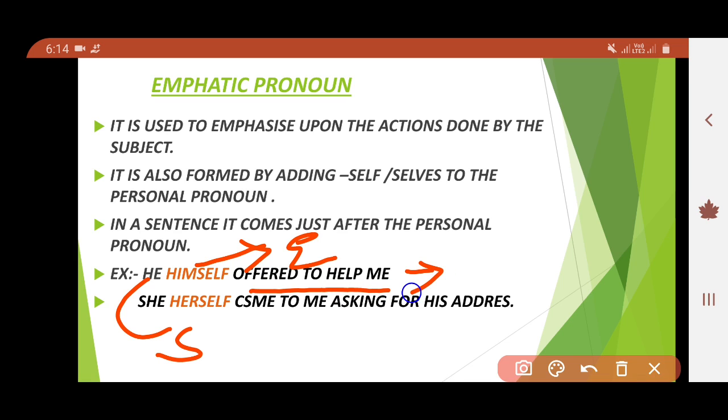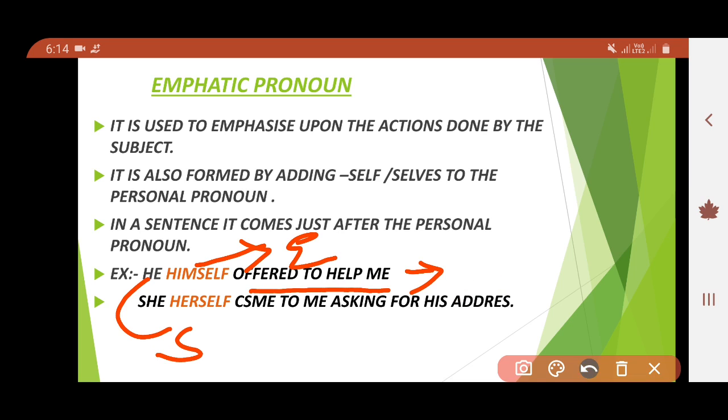that is what? Action. Okay, so here himself, the emphatic pronoun, is used to give more emphasis upon the subject, upon the actions done by this subject. That means he himself is offering to help me. Okay, he is not asking anyone else to help me. But he himself wants to offer help to me. Okay, students, so this is emphatic pronoun.